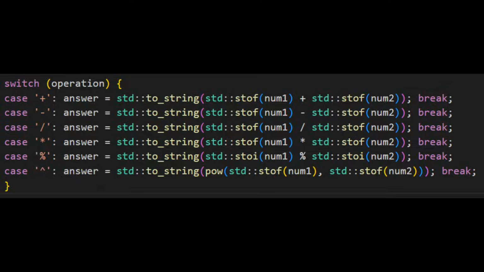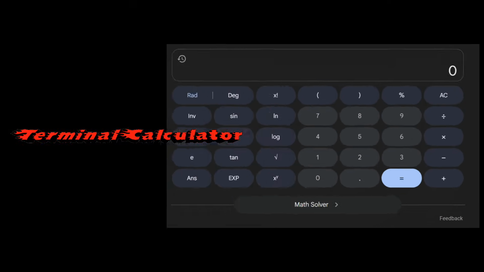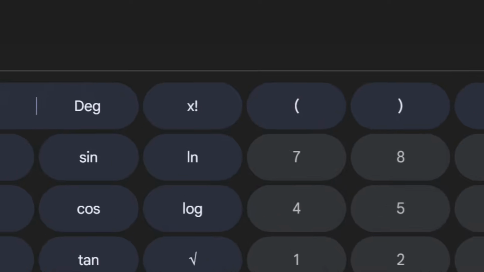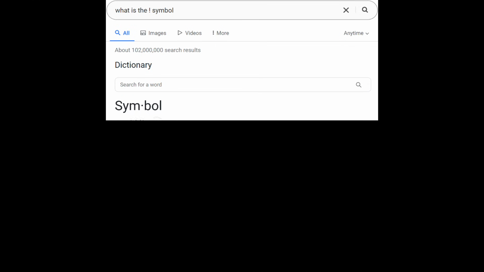We were looking at the Google calculator for ideas to add to our calculator. We added square rooting, and then we saw this button and we're like, what does this button do? So we did 335 and then clicked that button and it said infinity and we were instantly intrigued. So we looked it up, and apparently that's the factorial button.